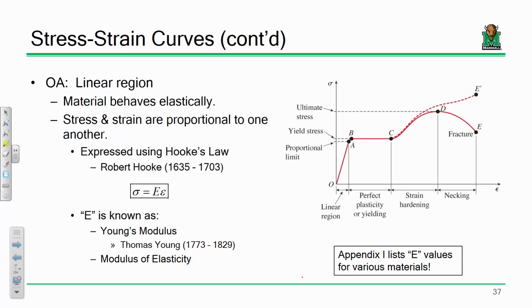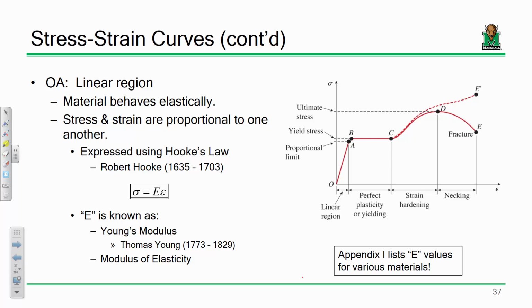Now, here's what this means. Remember, this curve is representing physical behavior. If I take this material and I load it, I yank on it, this is how it responds. The reason why we call this first region the elastic region is because it behaves just like that.